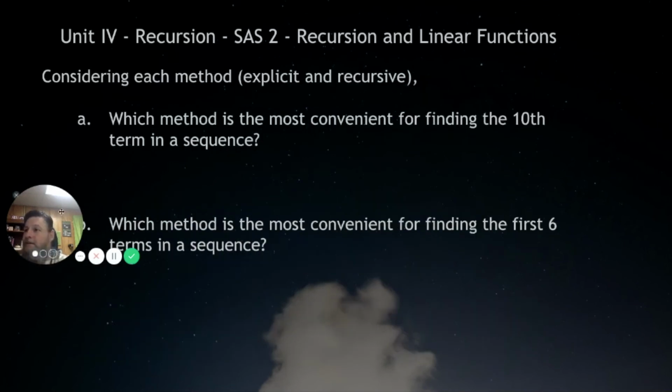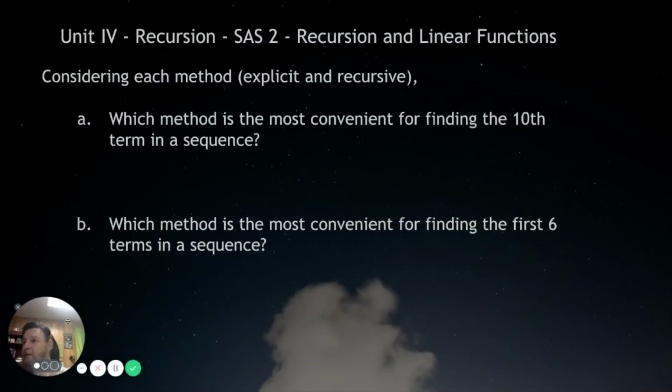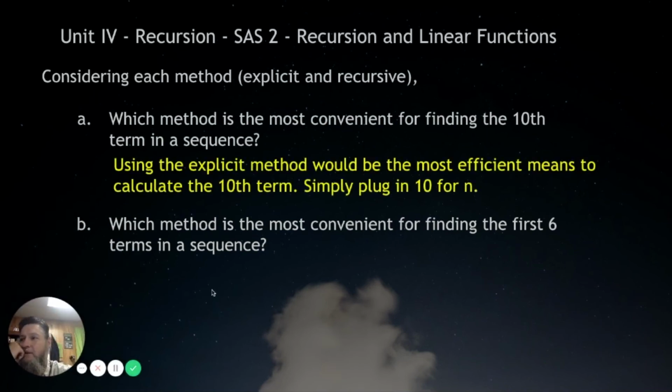So which method is the most convenient for finding the 10th term in the sequence? I would venture to say that the 10th term would be easier to find by plugging 10 in for n. So the explicit method would be easy. If we have a formula with a value of n in there, and not just as a subscript, we wouldn't have to go through and recurse the process 10 times to find the answer, which is how you have to do it for recursion.